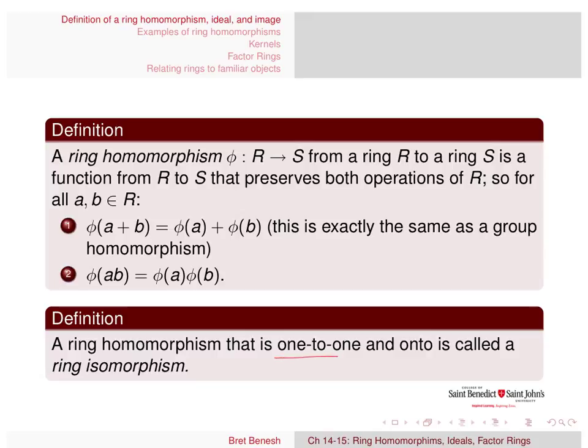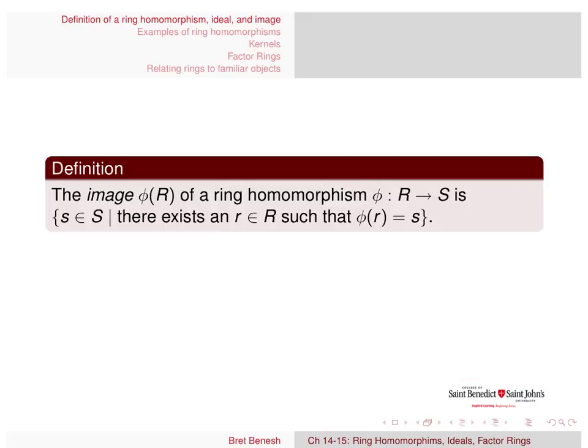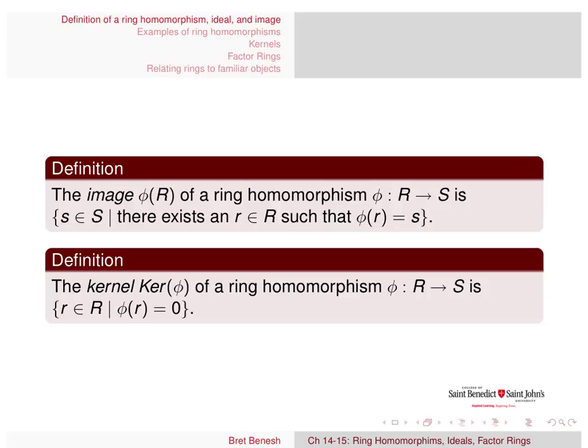And of course, if it's 1-to-1 and onto, then we have a ring isomorphism. So that idea should be exactly the same as with groups. The image is going to be the exact same definition as for a group homomorphism. There's literally no difference. It's all the elements of S that something maps to. The kernel is again going to be the exact same definition as for a group. It's the things that map to the group identity, the additive identity.